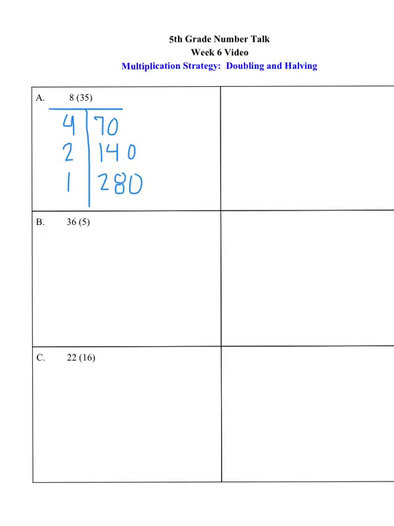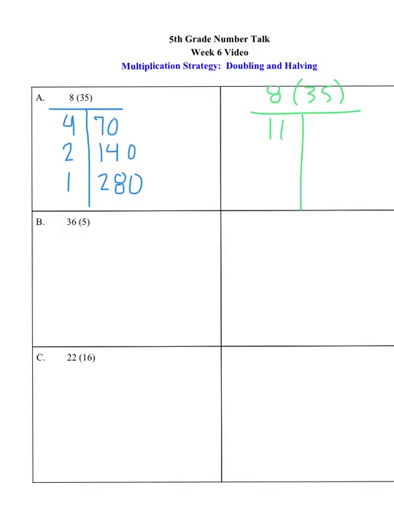I know for some of you, you wouldn't have gone past 4 times 70 or 4 groups of 70 because you know 4 times 7 is 28 and then add the 0. That's fine too. Another way we could have looked at it, when we do the 8 groups of 35, it could have happened this way.